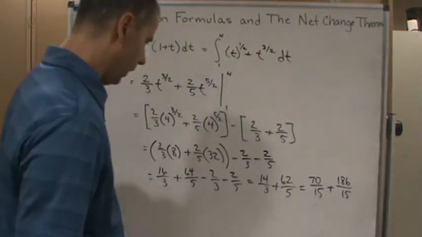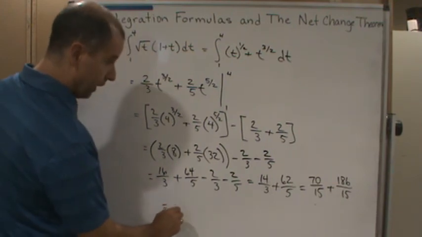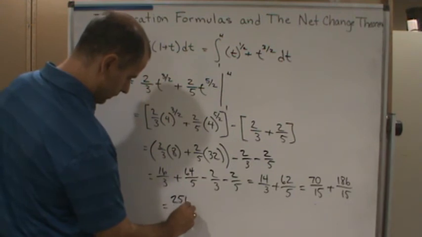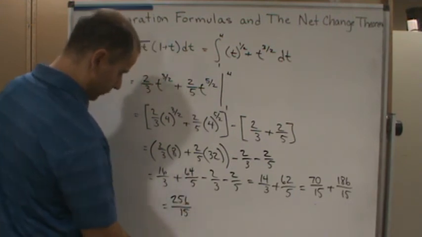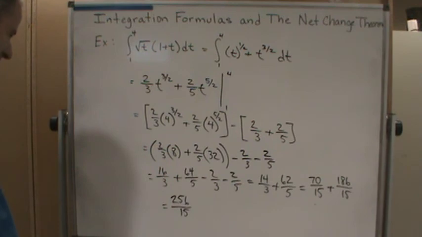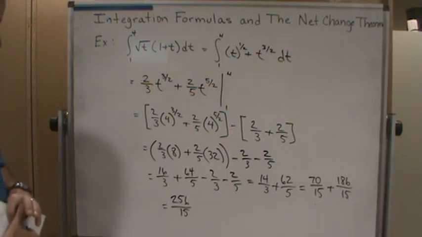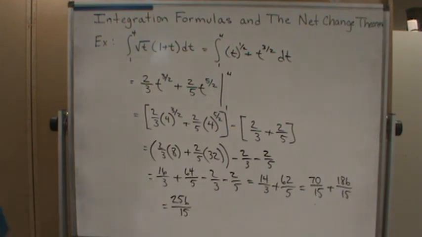And then of course, that will give me 256 over 15. And that is not reducible. Yep, that's not reducible. So that's the answer: 256 over 15. All right, see? It's that easy.